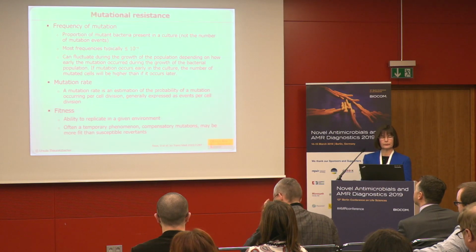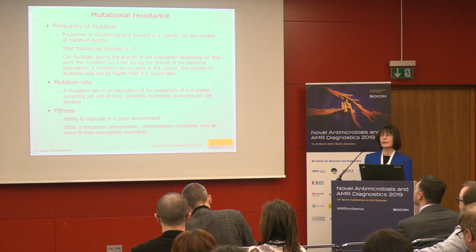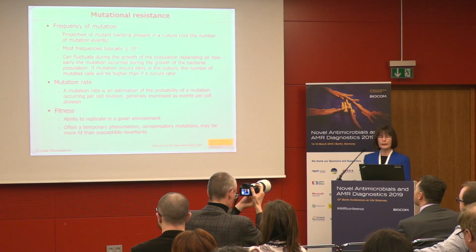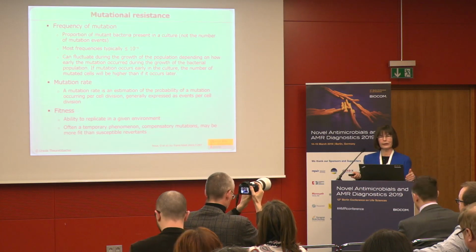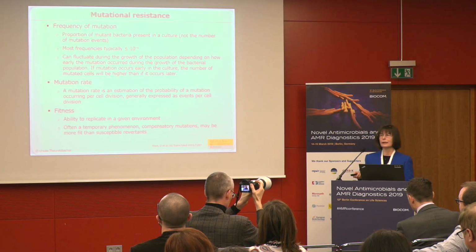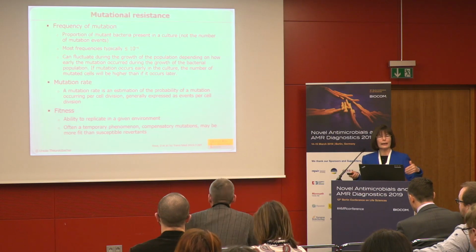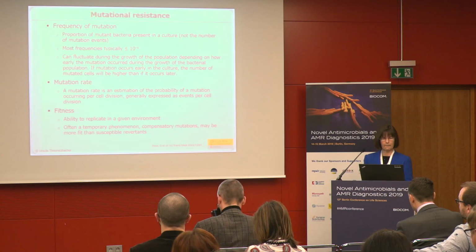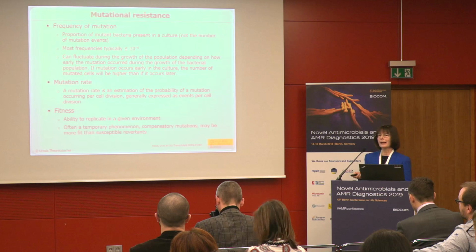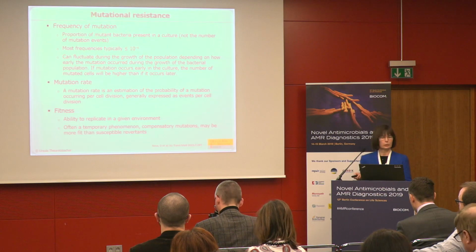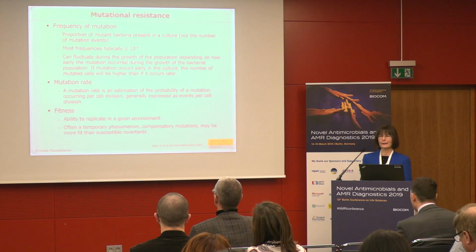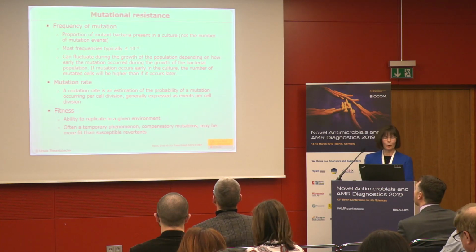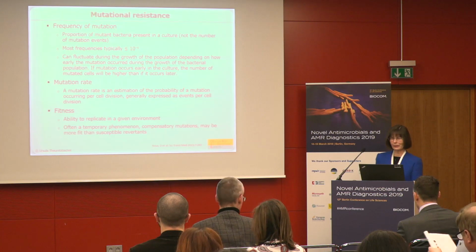in this population. The mutation rate is an estimation of the probability of a mutation occurring per cell division. So that's different to frequency of mutation. This mutation rate is usually included in the frequency of mutation. Fitness means that bacteria are very adaptable to the environment, and we see this phenomenon of compensatory mutations. And the bad news is that they may be even more fit than their susceptible revertants.